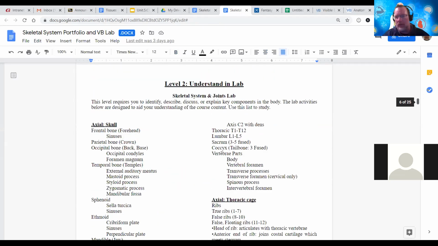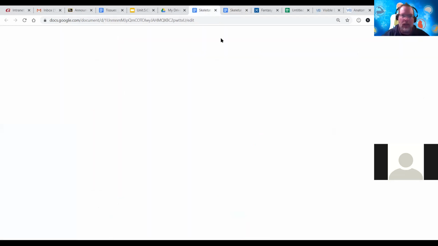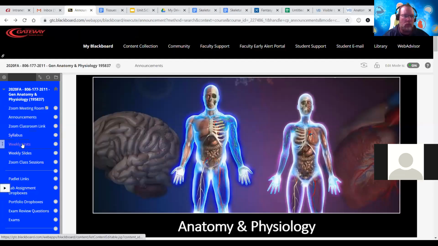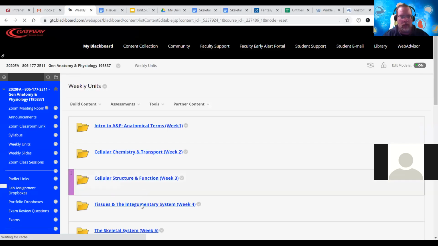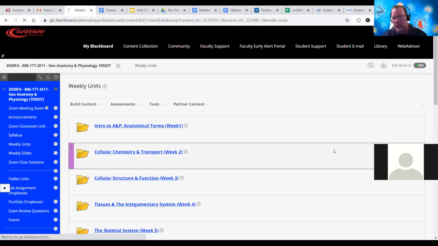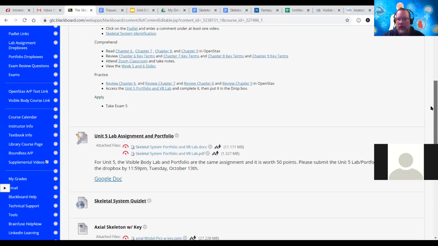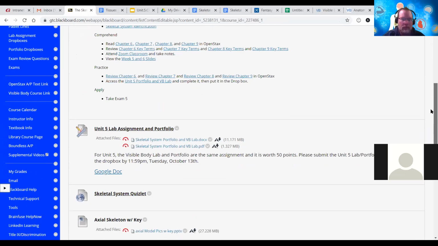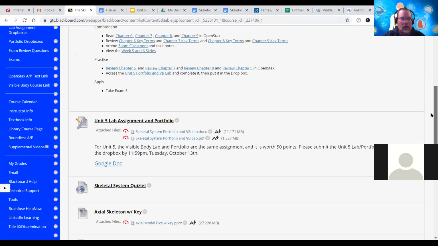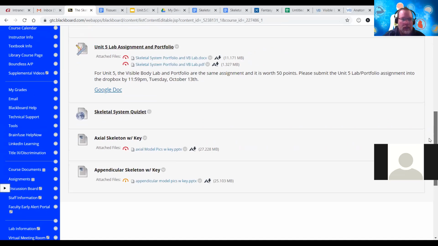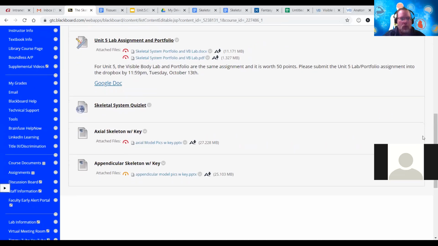This little section is the same word list that you have over here, General A&P Skeletal System Anatomy ID, in your weekly units, week 5 section. There are a couple of things I also wanted to remind you of. When you go into your Skeletal System week 5 folder, you're going to have the chapter textbook link. The exam's done. I'll have that uploaded probably this afternoon between classes. None of you are ready to take it anyway, but it's ready. I finished that this morning. So you'll see the exam down here, and then the links.